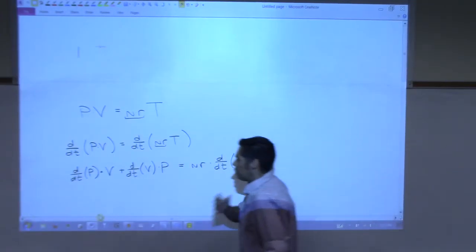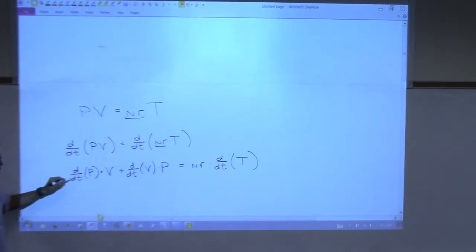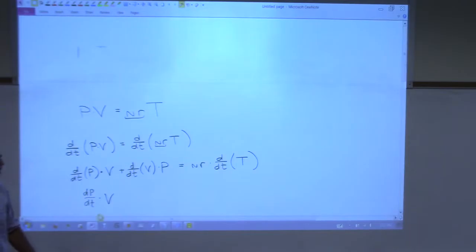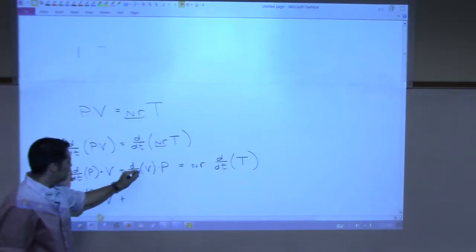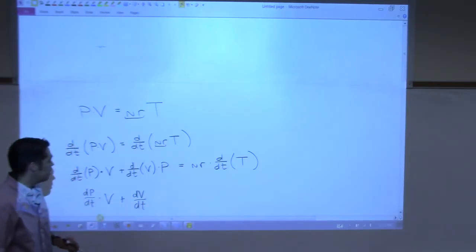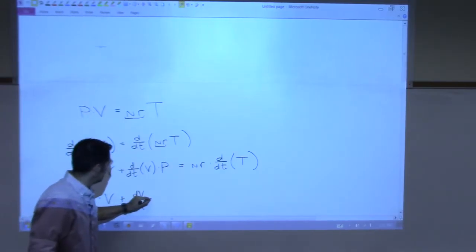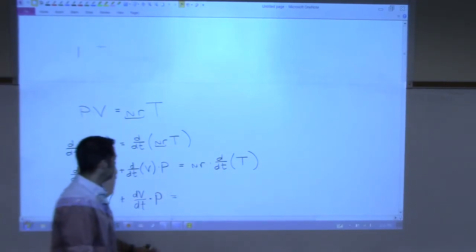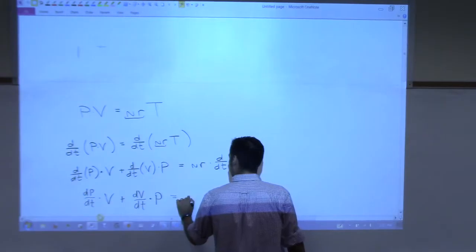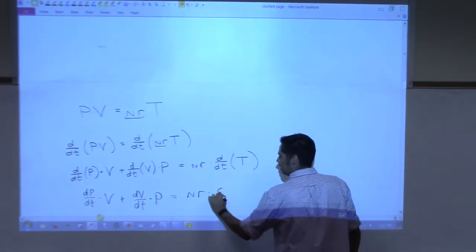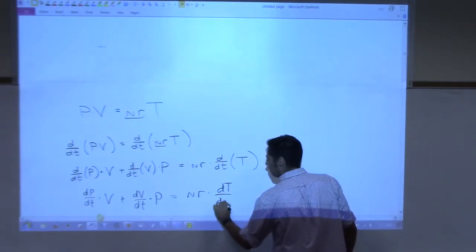And now, what is the derivative of p with respect to t? I don't know, dp/dt, whatever that is, times v, plus the derivative of v with respect to t, dv/dt, which is, I don't know, times p, right? Equals, over here, n times r times what? Capital T over little t, right?